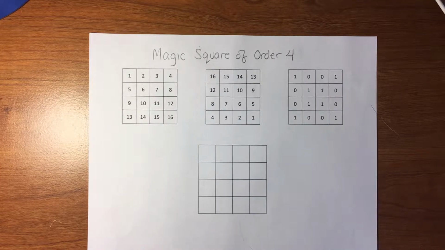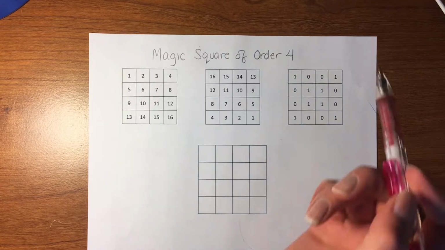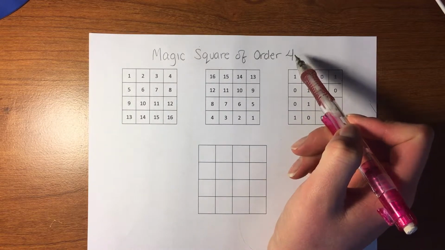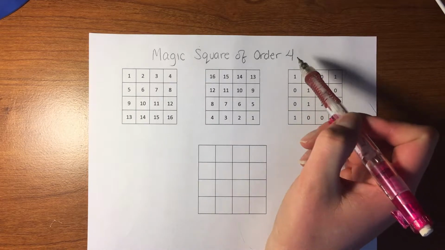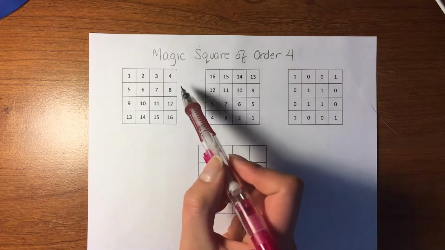Okay, so I'm going to do two examples of magic squares with doubly even order. Again, doubly even means to be an even multiple of an even integer. So for example, 4 is an even multiple of the even integer 2. And how we're going to start this is we're going to start with two boxes.